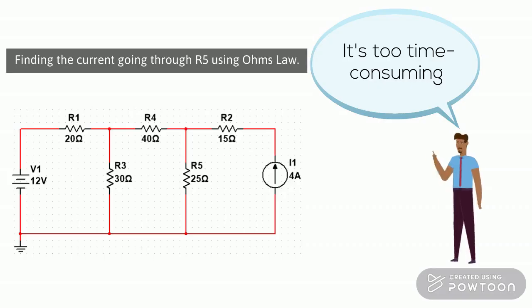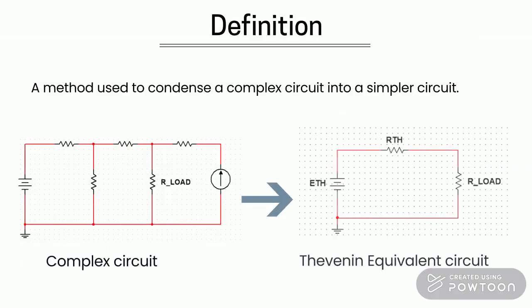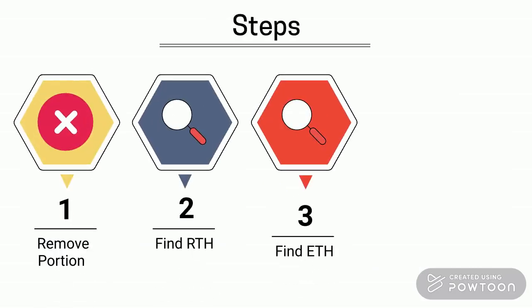So what is the Thevenin equivalent circuit? Well, it is a method that simplifies a complex circuit. This allows us to analyze the circuit without analyzing the entire complex circuit after each change. The Thevenin equivalent circuit is found by following a four-step procedure.